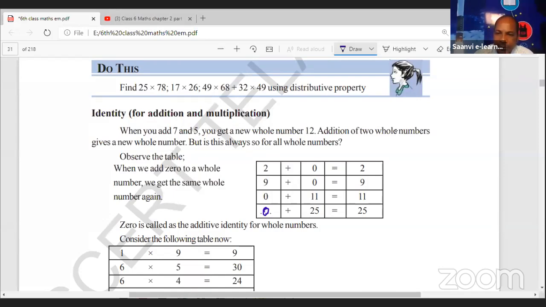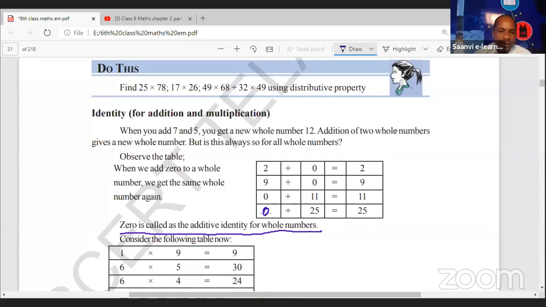So this is the specialty of 0. That is why 0 is called additive identity. Why is 0 called additive identity? The specialty of 0 is, when we add any whole number with 0, again we get the same whole number. That is why 0 is called additive identity. Remember that the additive identity is 0.